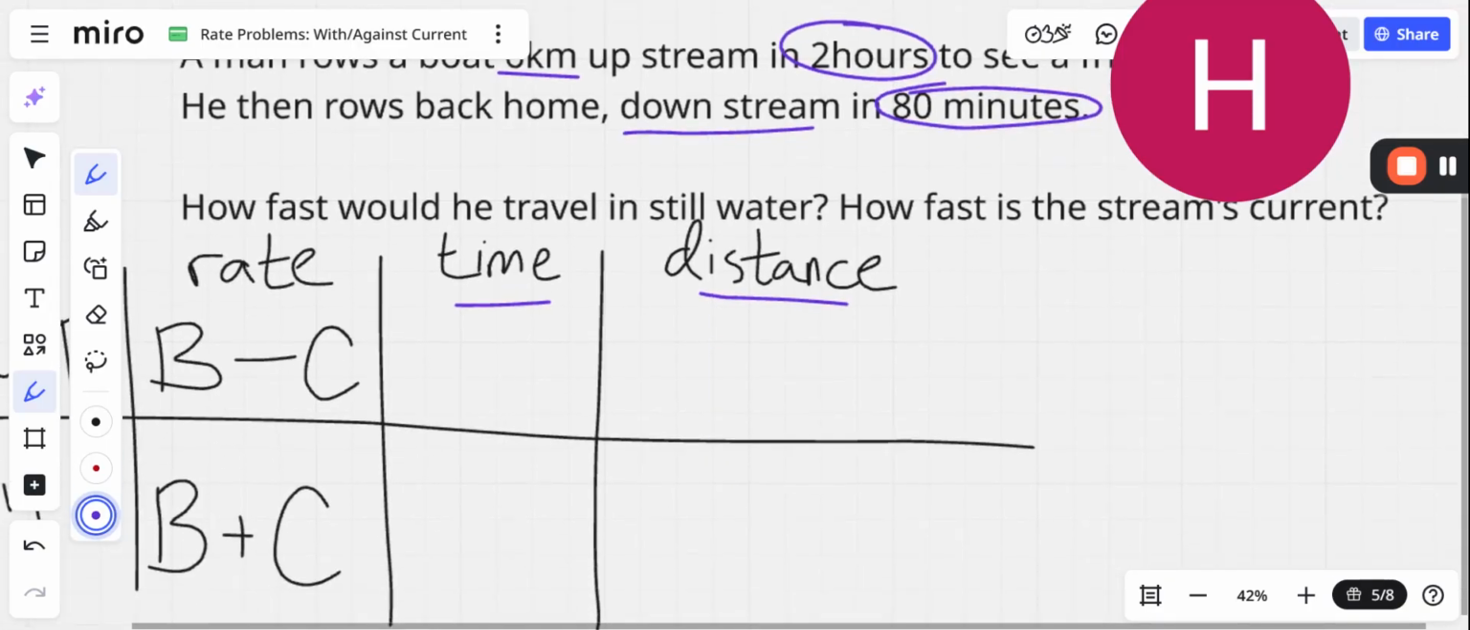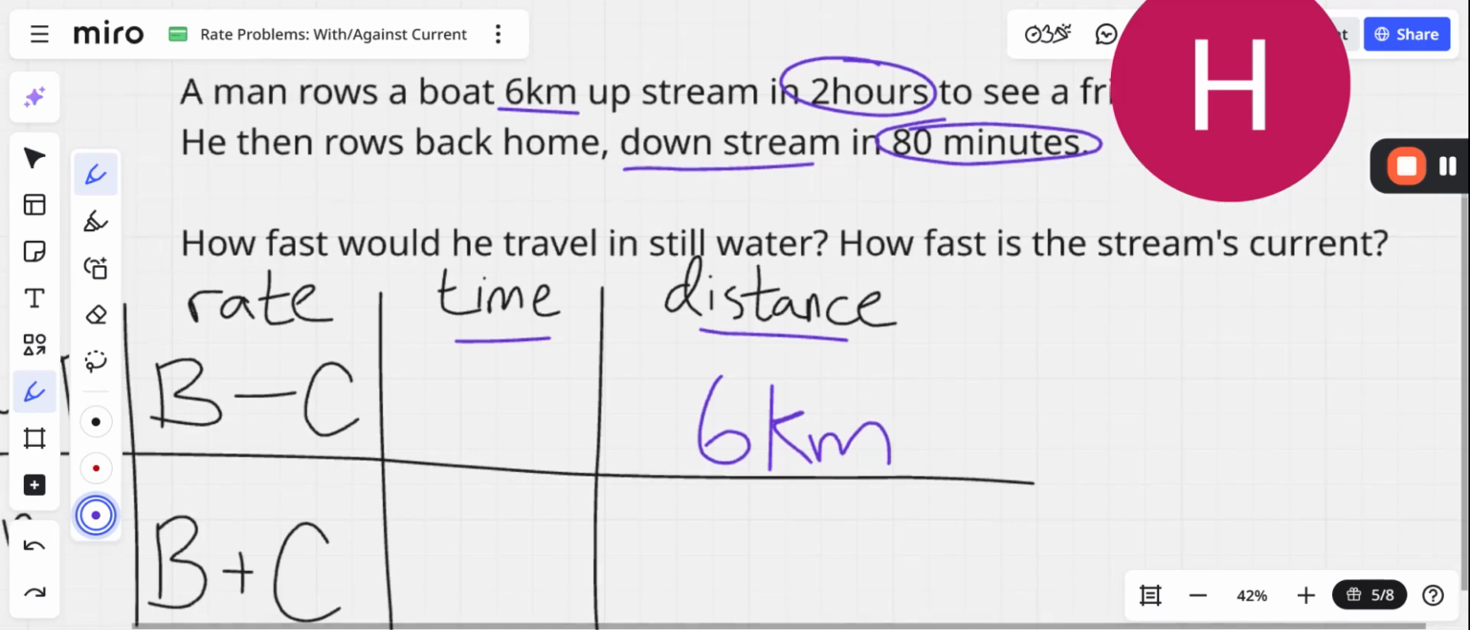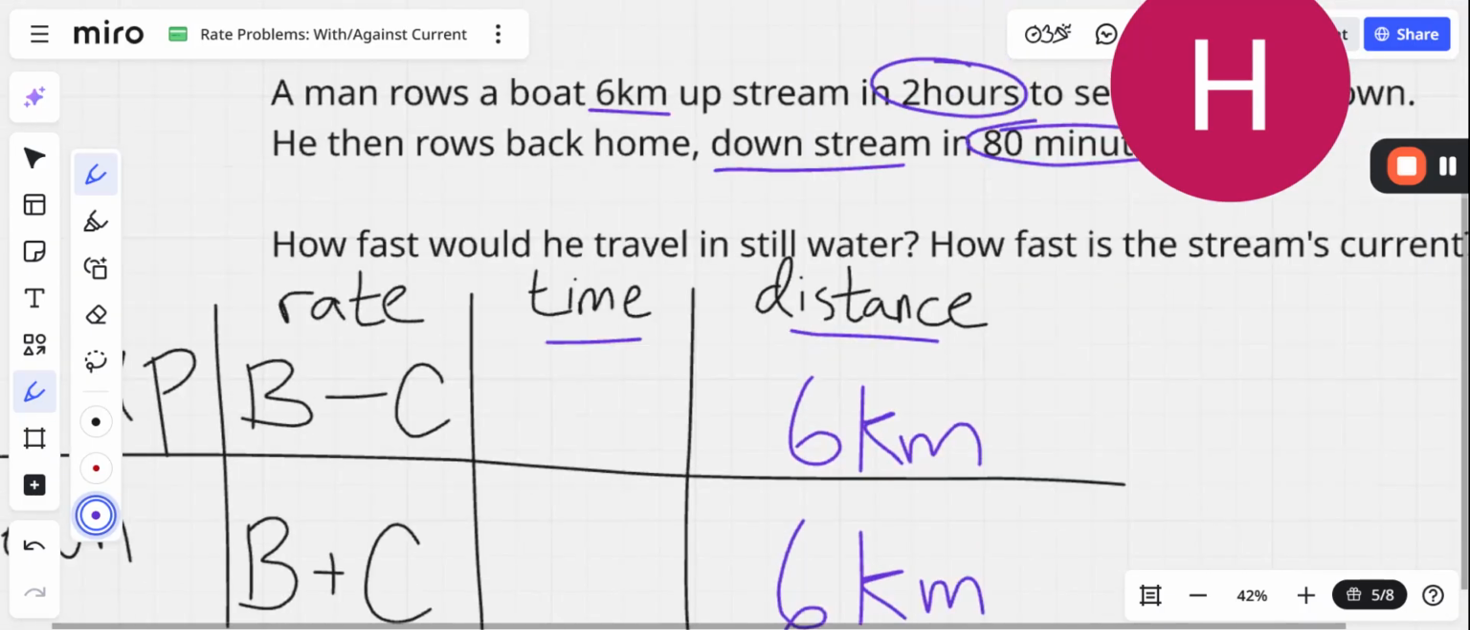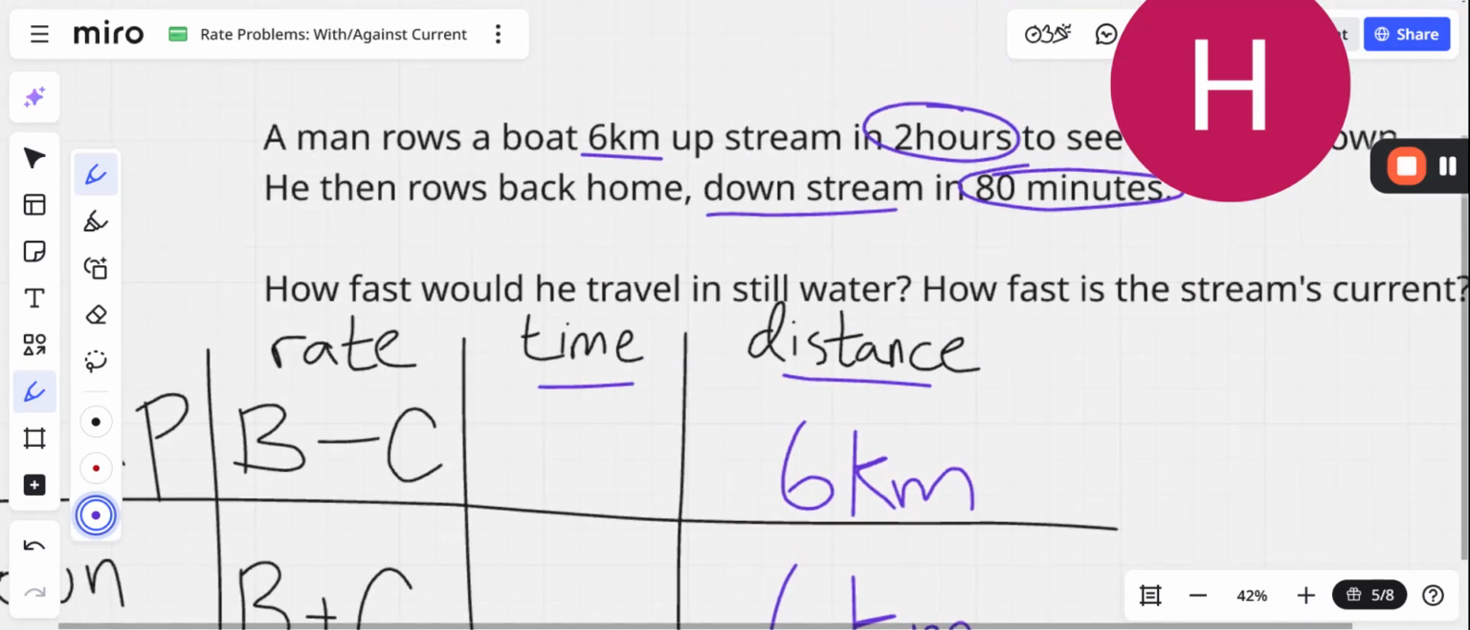6 kilometers. I didn't even have to say 6 kilometers on the way back. I just said he rows back home. It's pretty obvious that if he went 6 kilometers to get away from home, he's coming back with the same distance. This is the thing which is constant in this problem. Okay. In other situations, the time might be constant.